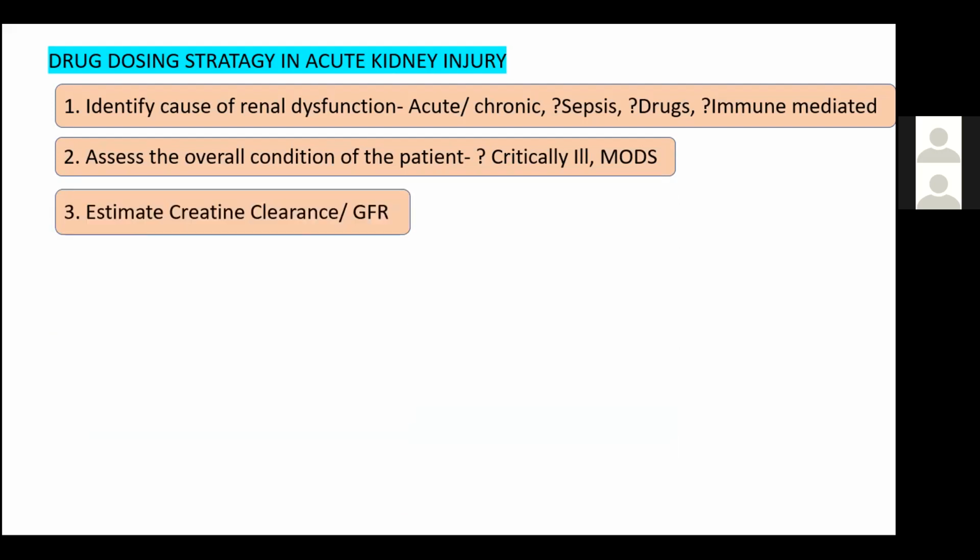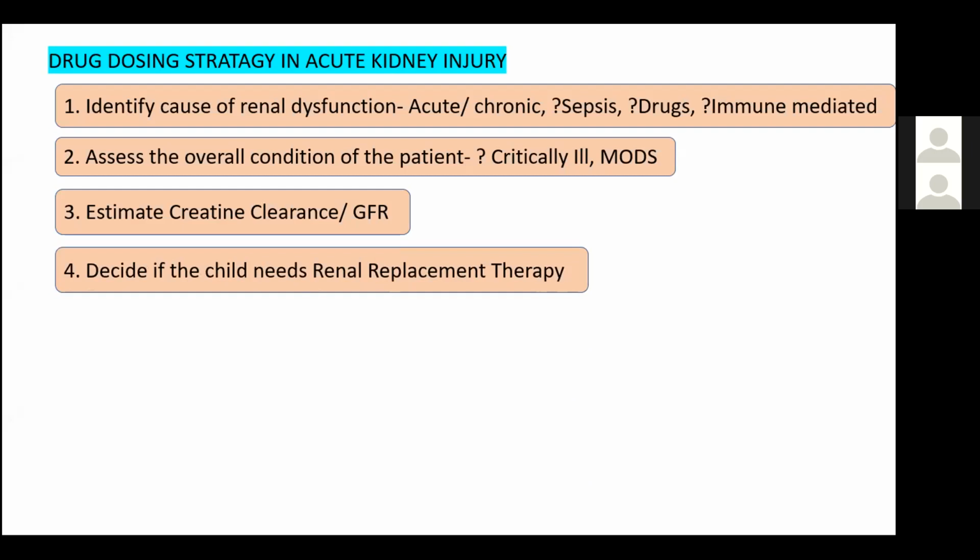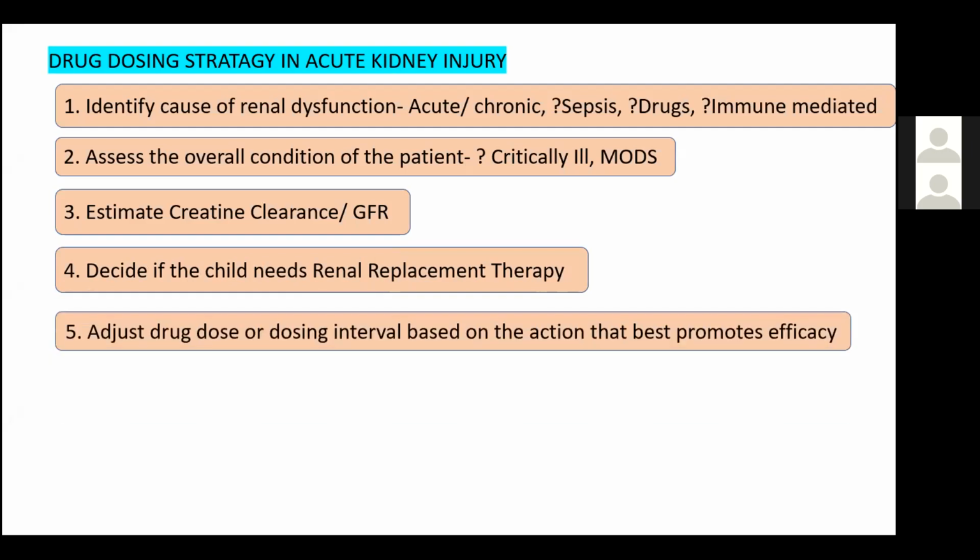Number three, we have to estimate the creatinine clearance or the glomerular filtration rate, which tells us about the working status of the kidney. Number four, decide if the child needs renal replacement therapy. This will depend upon the clinical and the biochemical parameters, which will help us to determine whether the child needs renal replacement therapy. Number five, adjust drug dose or dosing interval based on the action that best promotes efficacy.